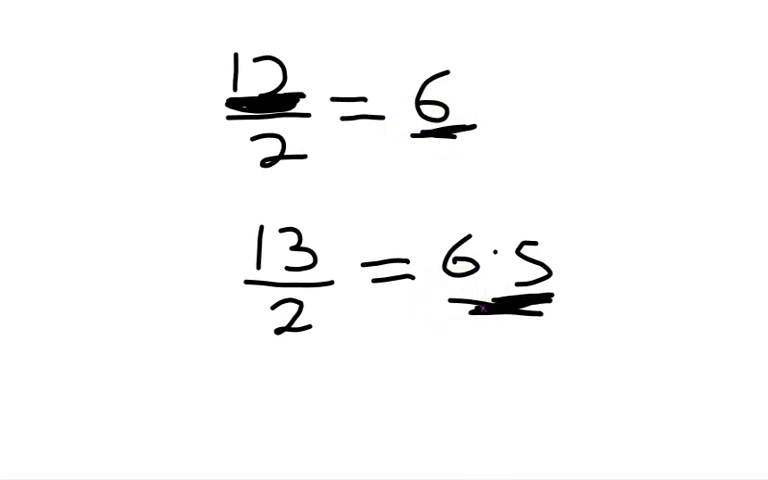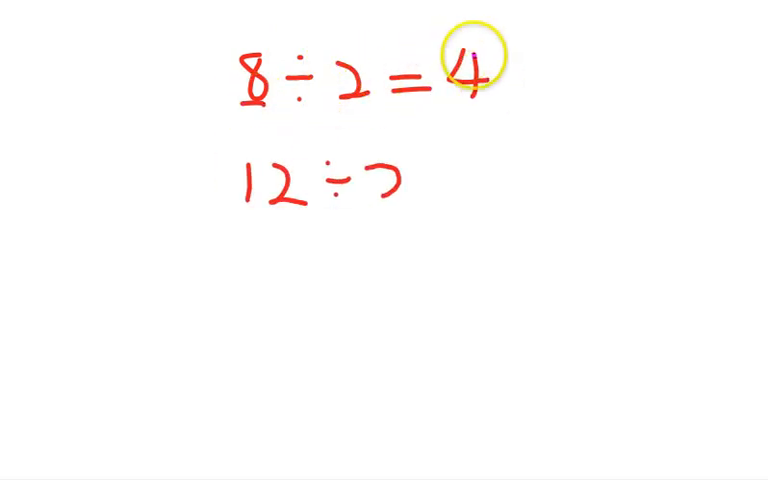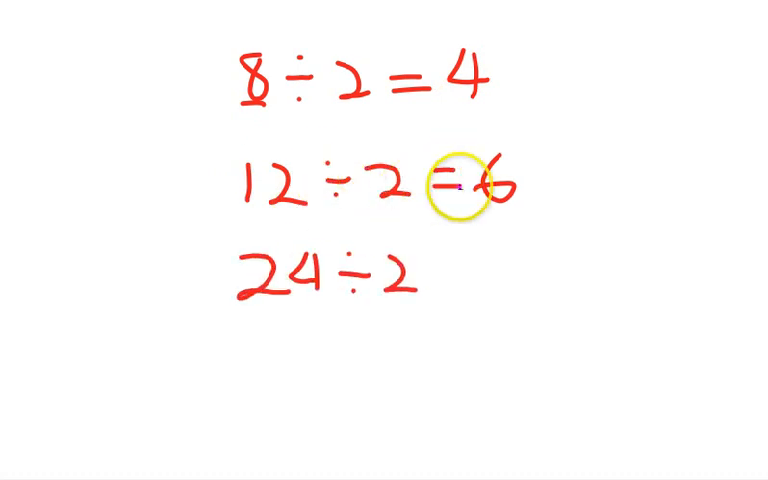And so when a question is given to you, ask yourself whether the number you are going to divide by 2 is an even number or odd number. If it is an even number like 8 divided by 2, there's no problem. You can split 8 into 2 and get 4. If it is 12 divided by 2, no problem. You know you can split that and you get 6. But as the number grows, 24 divided by 2, which of course we know is 12, but if it becomes more difficult for you, this is what you do.